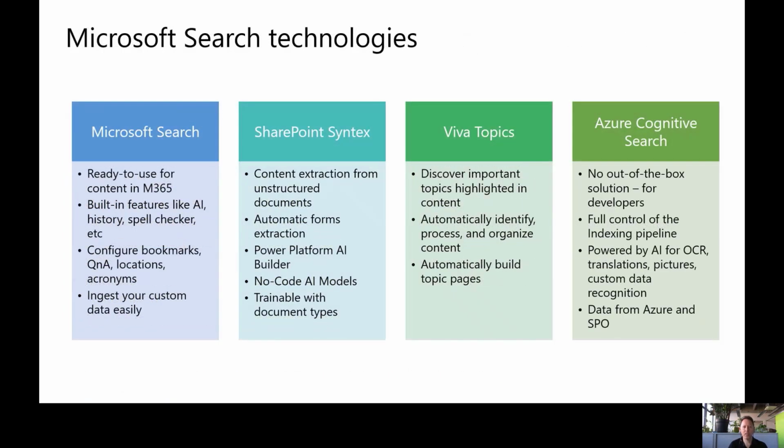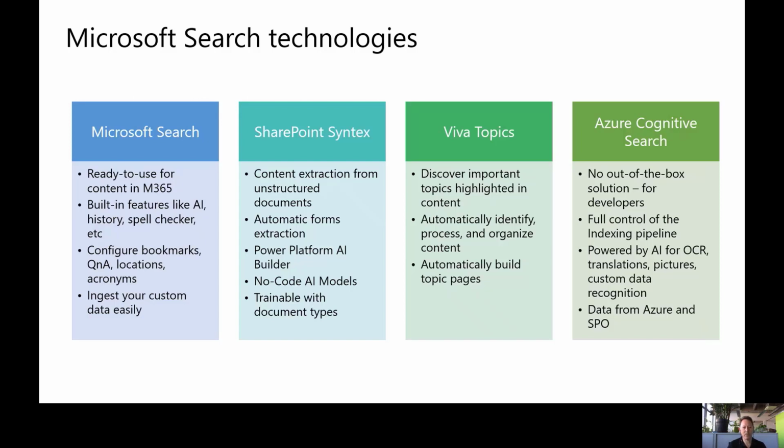Microsoft offers 4 different types of search technologies within Microsoft 365 and Azure. So the first one is Microsoft Search. It comes automatically. You don't have to license anything. You can configure it as we saw. So it's very easy to use, and that's the standard. Then we have SharePoint Syntex.